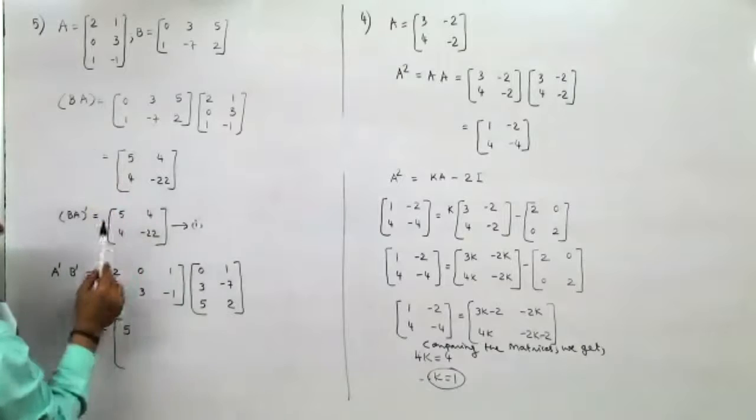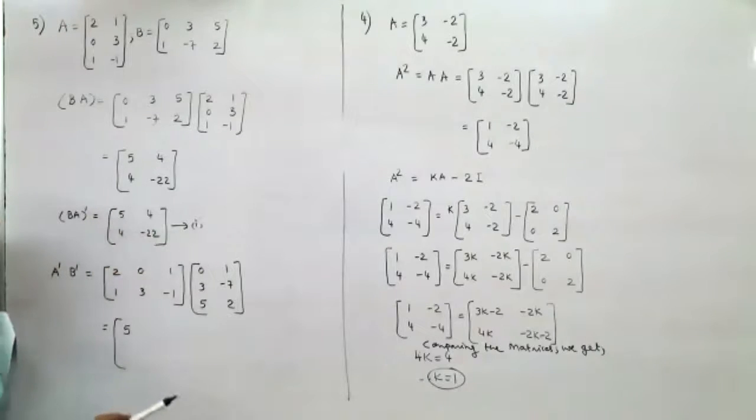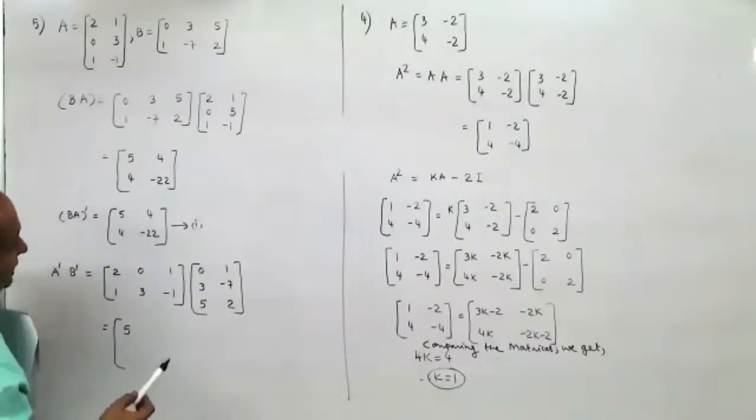This is BA and this is BA dash. So BA and BA dash are the same because it is symmetric. Transpose. Row and column get interchanged.